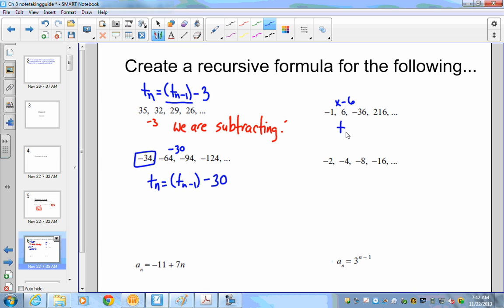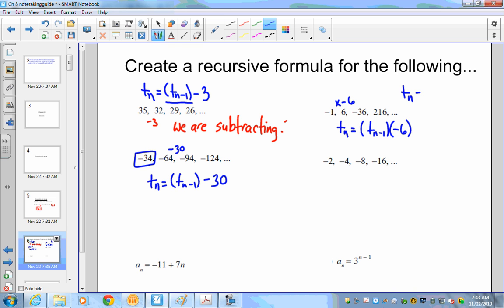So, all right, T of n, that means getting to the next number again, is we are taking the previous number, Tn minus 1, and I'm going to put in parentheses this time just so you know that we're multiplying by negative 6. Now, of course, that's one way you could write it.